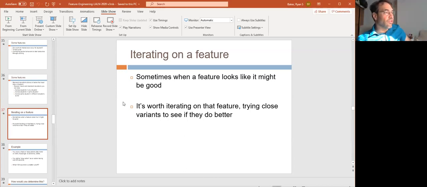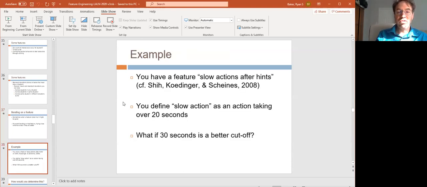Credit where credit's due, the first time I saw this done in education was Ido Roll at the University of British Columbia. I think it's a nice idea at the right phase in the feature engineering process. For example, you have a feature, slow actions after hints, Shih, Koedinger, and Scheines, 2008. You define slow action as an action taking over 20 seconds. Well, it works, but maybe you get an even better model if you tried 30 seconds.